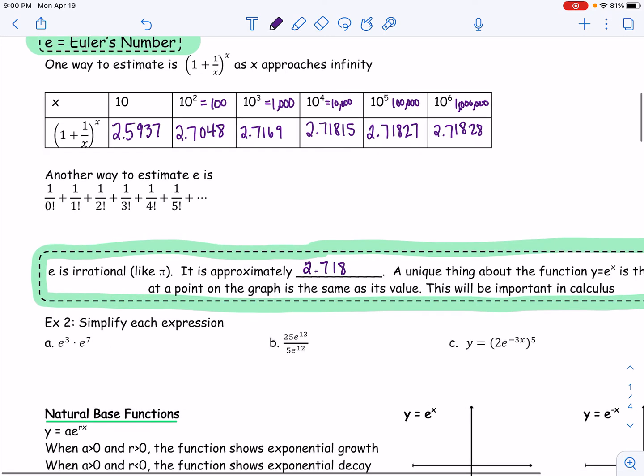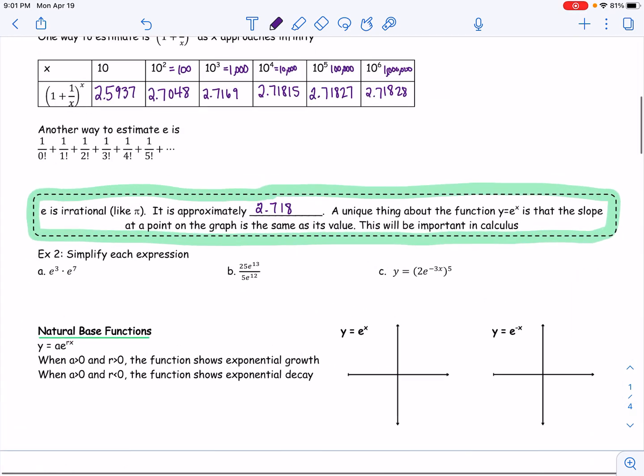Another way to estimate the value of e is using this sequence of factorials. If you don't know what a factorial is, that's what that exclamation point stands for. I'm thinking you probably saw it in geometry, but not quite sure. A factorial actually takes the digit and multiplies by every digit prior to that. So for example, 4 factorial is equal to 4 times 3 times 2 times 1. 5 factorial would be 5 times 4 times 3 times 2 times 1. If we added all these up in our calculator, going to the highest number we could possibly think of, then we would get that very, very close approximation of e.